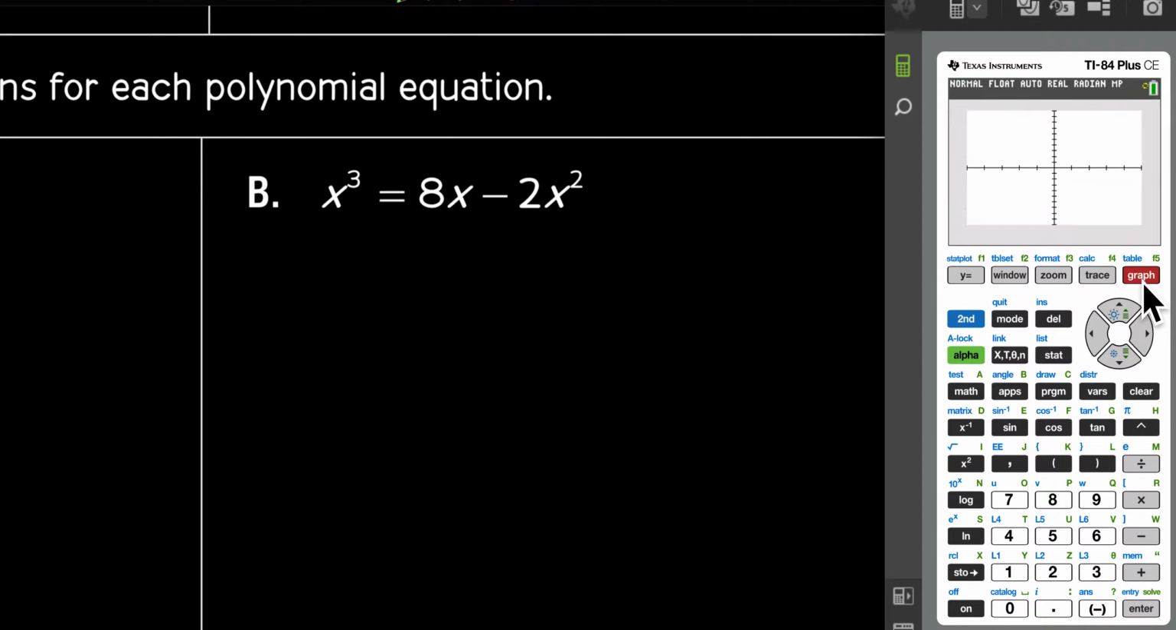I want a graph. Looks like they intersect twice, so it looks like this will have two real solutions. So I'm going to go second, calculate, and I want to find where they intersect.